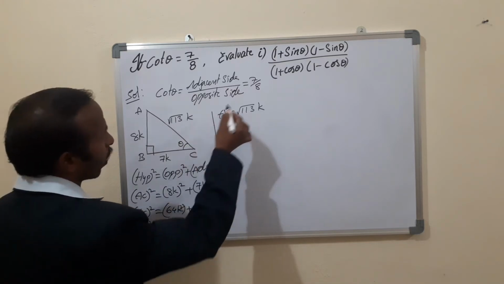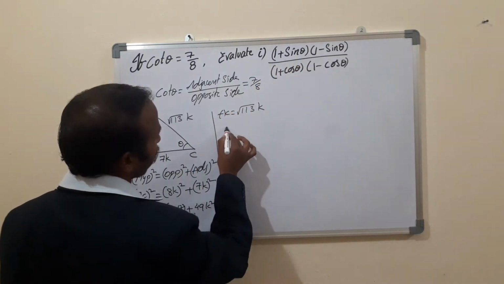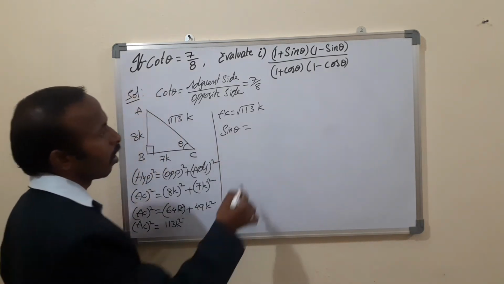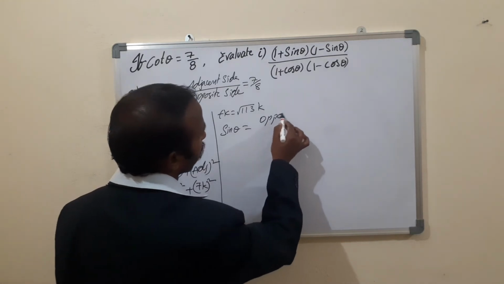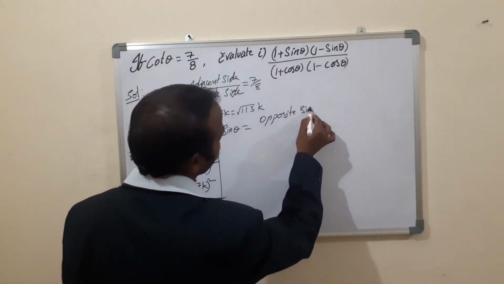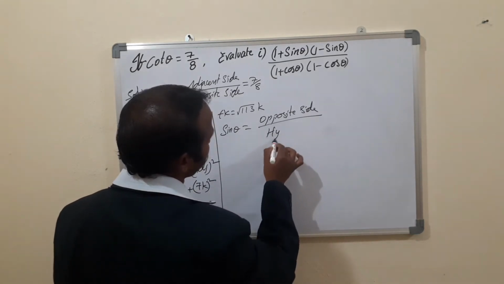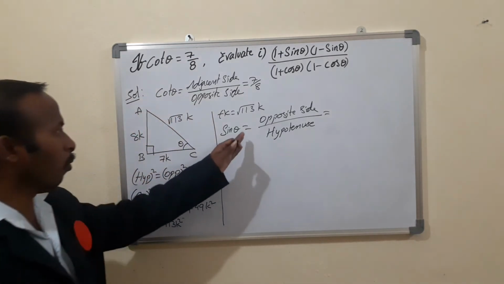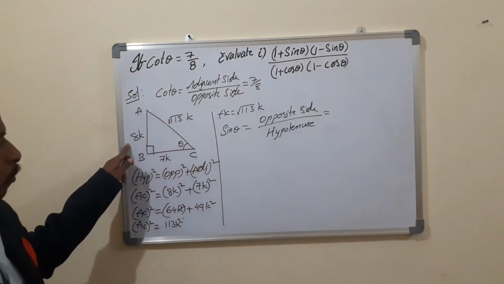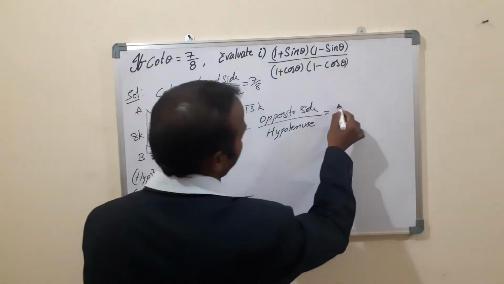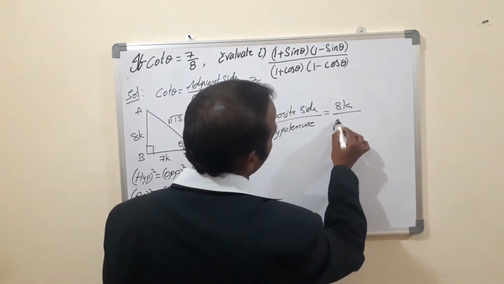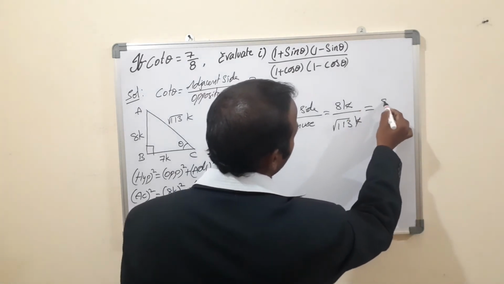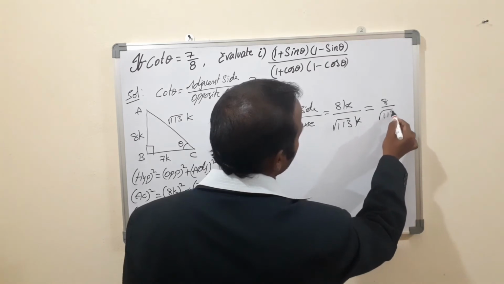Now apply these values. You have to find the sin theta. Sin theta equals, in terms of sides, what is the formula? Opposite side by hypotenuse. That is equal to opposite. Theta is at C. Opposite is 8k by hypotenuse, which is 8k by square root of 113k. k gets cancelled. 8 by square root of 113.